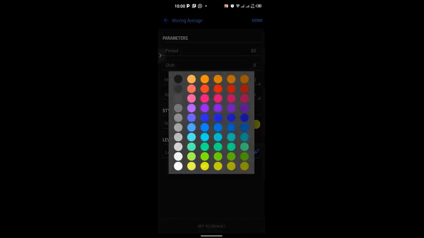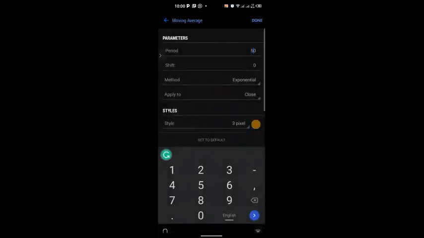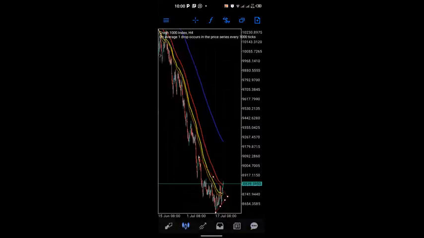Okay, I don't have brown, but let me use this color. The 40 is the brown, right? Yes, sir. Okay, are we seeing the differences? Yeah.